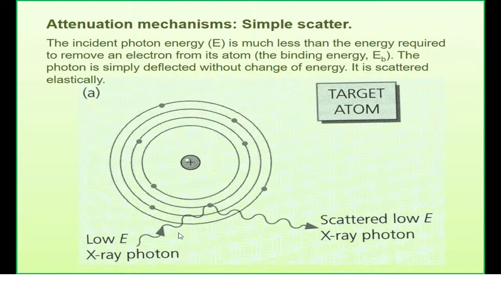So that is why this is the simple scatter. What is scattering? It is the change of the propagation of the radiation independently of its wavelength, independently of its energy. The incident photon energy is much less than the energy required to remove an electron from its atom, the binding energy. The photon is simply deflected without change of energy. It is scattered elastically.